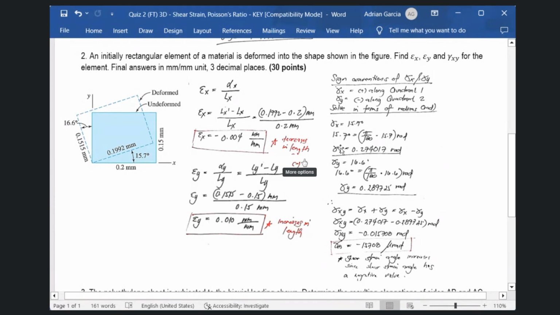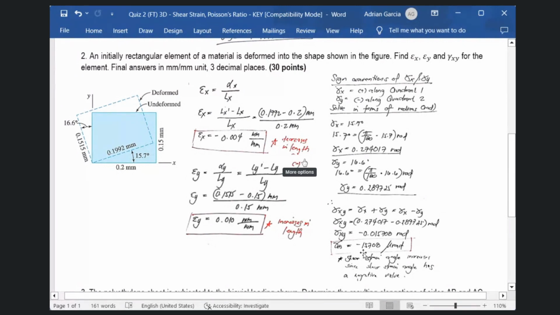This means your shear strain angle at X is 0.274017 radian. I will not allow an answer without radian. For 16.6, it's 0.289725 radian. Then you just combine them, of course, considering the sign. Since Y is in quadrant 2, negative, we have a minus sign here. Okay? That is just 0.274017 minus 0.289725 radian. You get negative 0.015708 radian. So in microradian, you just multiply by 10 to the negative 6 radian. You get negative 15708 microradian.